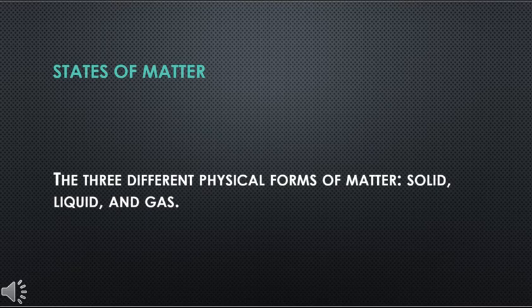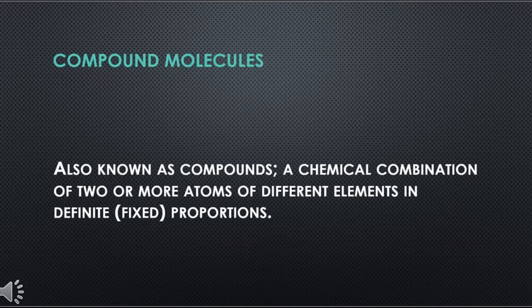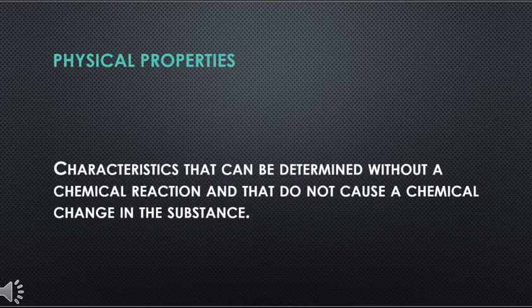States of matter. The three different physical forms of matter, solid, liquid, and gas. Compound molecules. Also known as compounds, a chemical combination of two or more atoms of different elements in definite proportions. Physical properties. Characteristics that can be determined without a chemical reaction and that do not cause a chemical change in the substance.